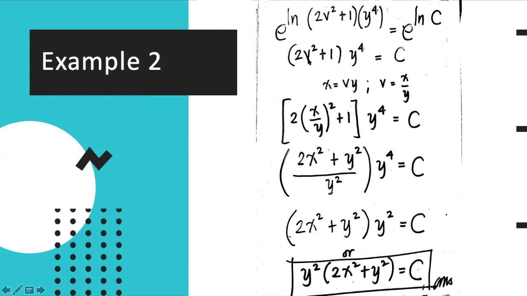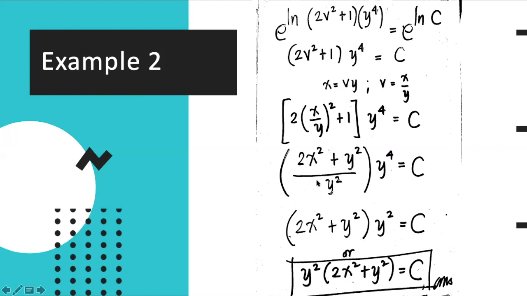Okay, this is not your final answer dahil hindi ito yung tunay na variable ng equation mo. So you have to replace v by x over y. So you plug in here, so naging 2 times x over y raised to 2 plus 1, as is lang, y raised to 4 equal to c. Okay, so you put this into one fraction only, so x squared over y squared yan. Combining them will give us y squared over y squared is 1.